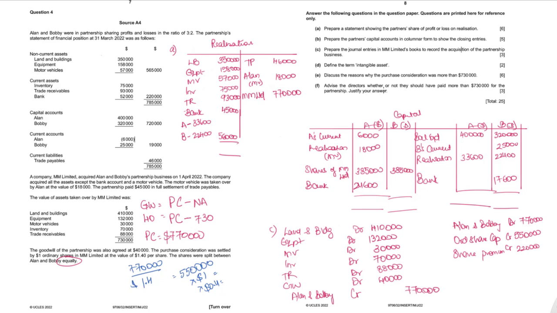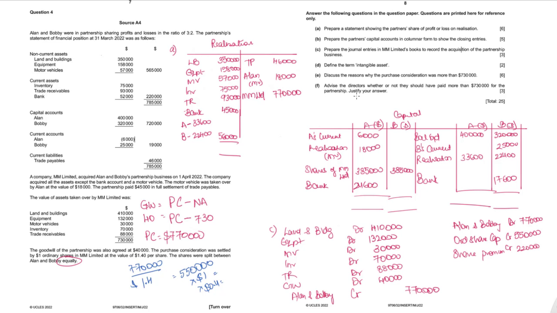F, advise the directors whether or not they should have paid more than 730,000 for the partnership. Justify your answer. Since it is 3 marks, what you can do is, for 1 point, write that yes, they should pay extra because Allen and Bobby's business will help the company earn extra profits in future. So it's okay to pay a little more money and get the entire business. But how will you decide how much goodwill is okay to pay?